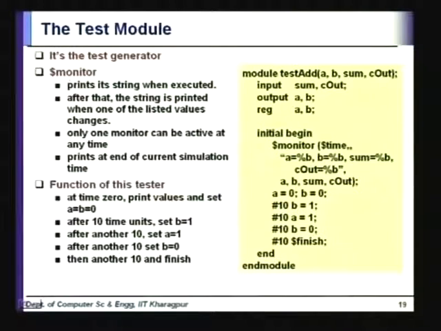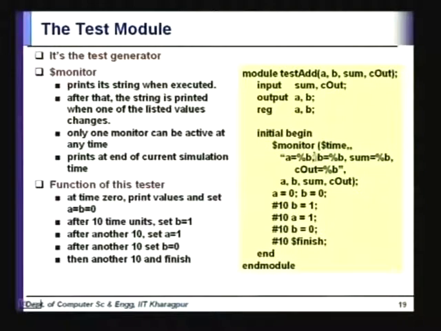So this is an elaboration of the test module. The $monitor prints its string when executed. This is the string, and it's very similar to C, so you can figure out what it is going to do. It's going to print A equal to %B for boolean, and then B equal to %B for boolean.